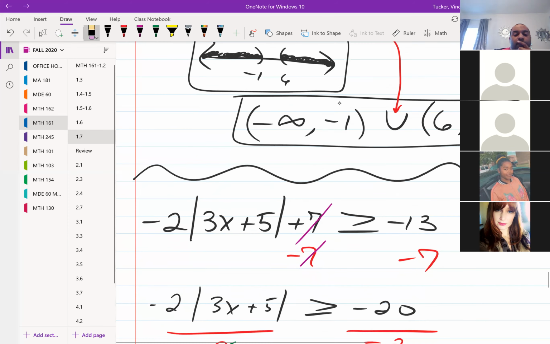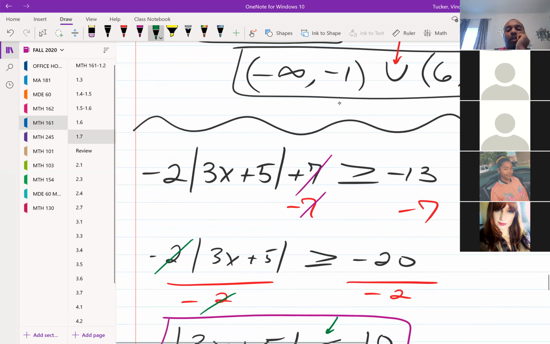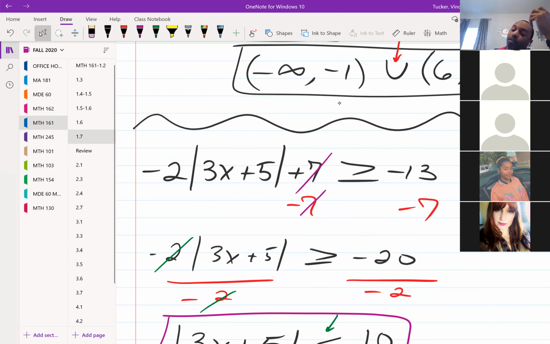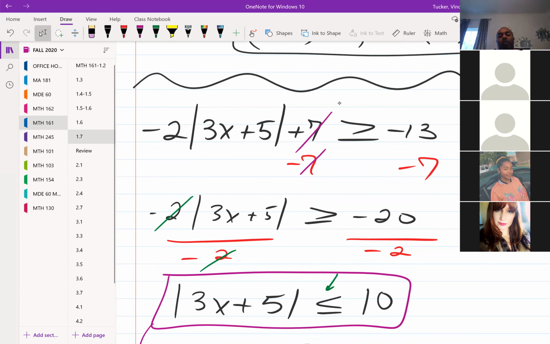All right, then we'll divide by negative 2. Negative 2's on the outside will cancel. But once again, we divide by negative 2. And so that means, well, because we divided by a negative, that greater than will turn into less than.